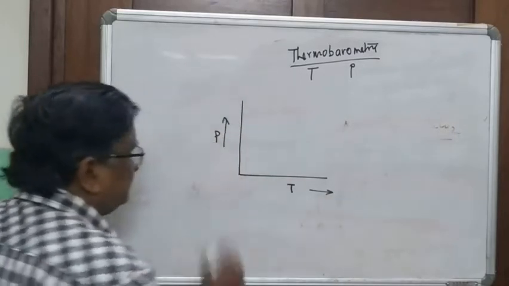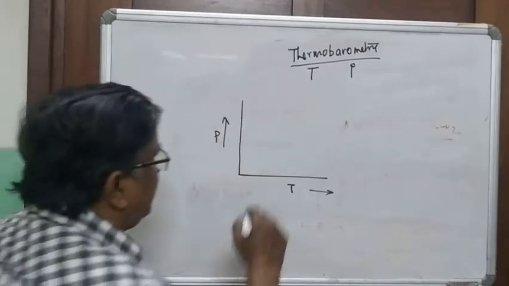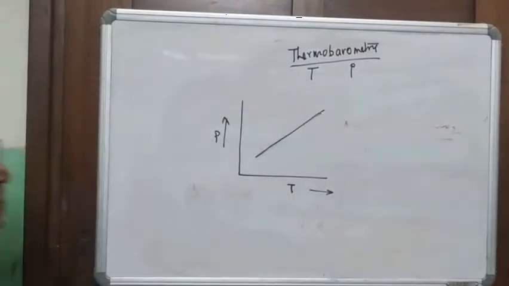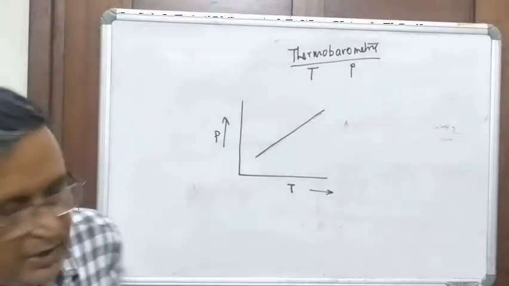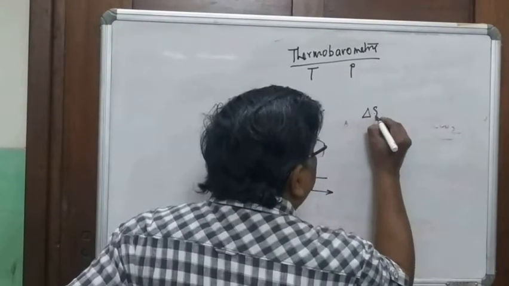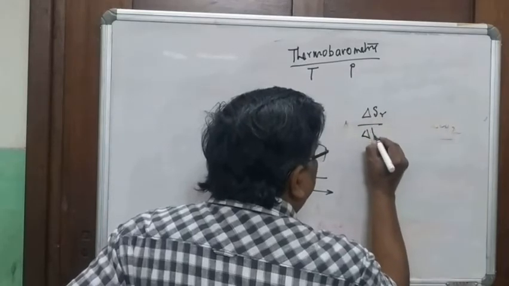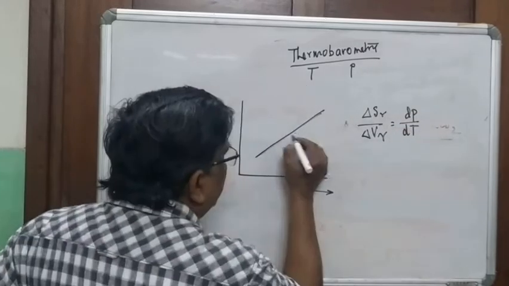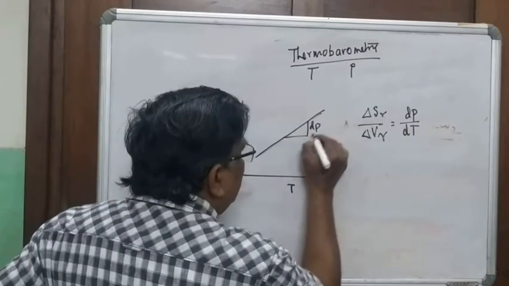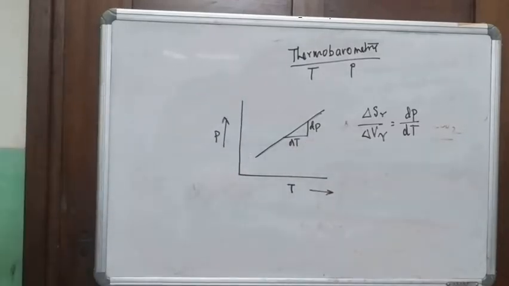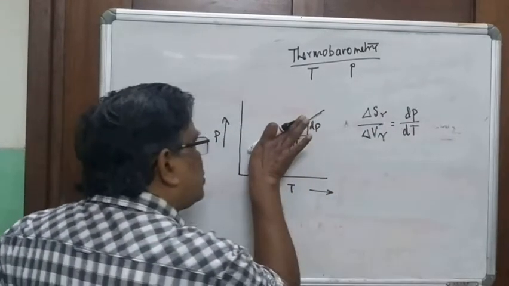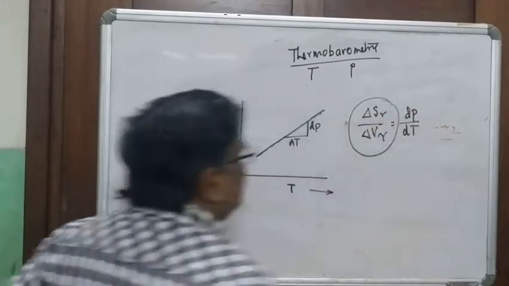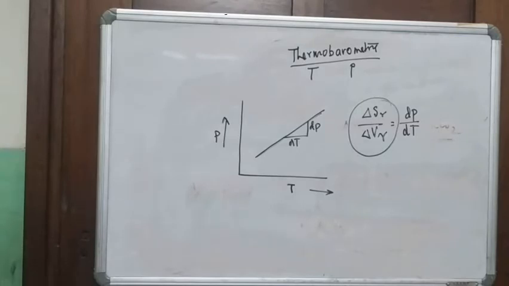Now, what happens is, if you take a temperature pressure diagram, T increasing, P increasing, then for any reaction that you draw, there is something called the Clausius-Clapeyron slope, which is delta S_R of the reaction by delta V_R of the reaction, is dP by dT. This means this is dP and this is dT. So the slope of the reaction is given by this relationship. That's important.